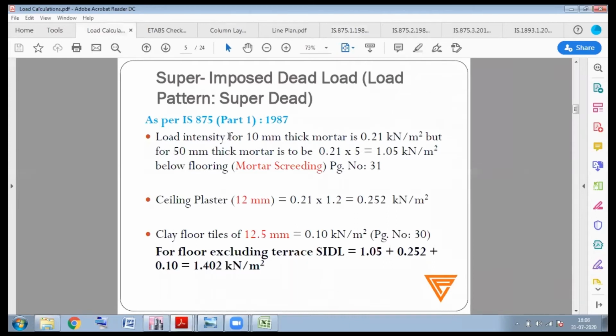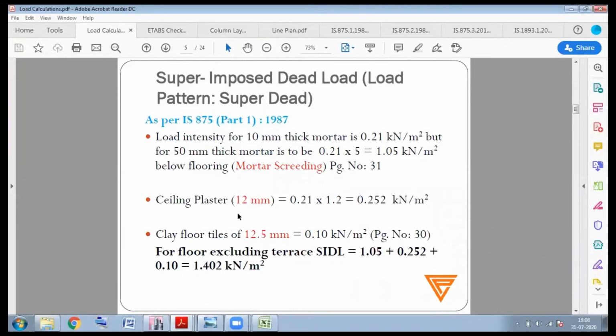Load intensity for 10 mm thick mortar is equal to 0.21 kilonewton per meter square. But here we are going with 50 mm mortar screeding. So for finding the value for 50 mm, the value should be multiplied by 5. 0.21 into 5 is equal to 1.05 kilonewton per meter square. This is noted on page number 31 of IS 875 part 1, 1987.